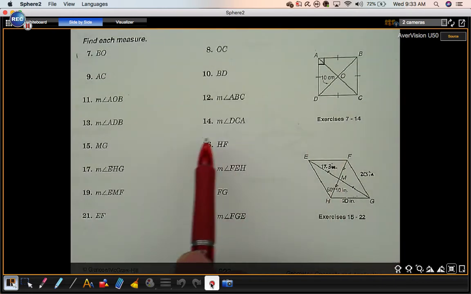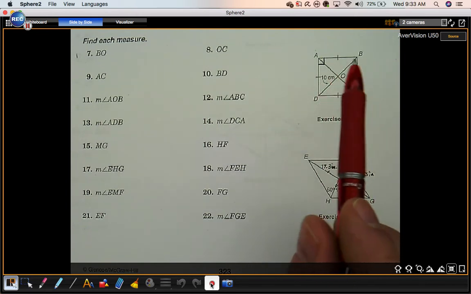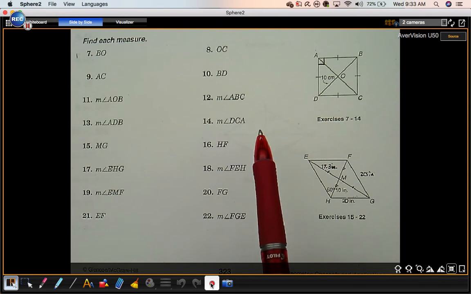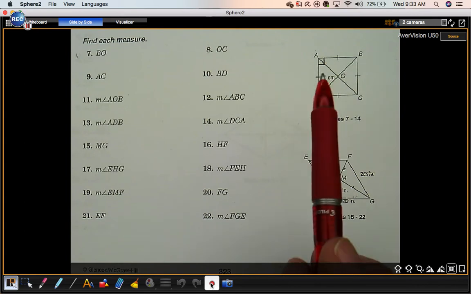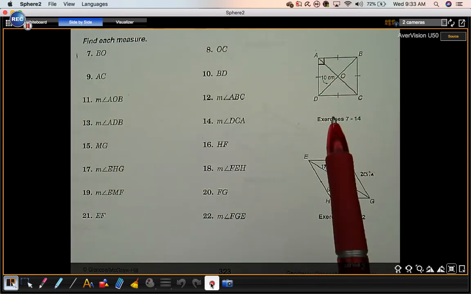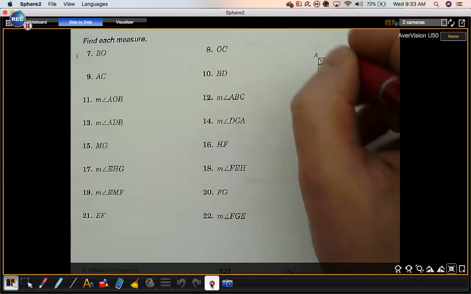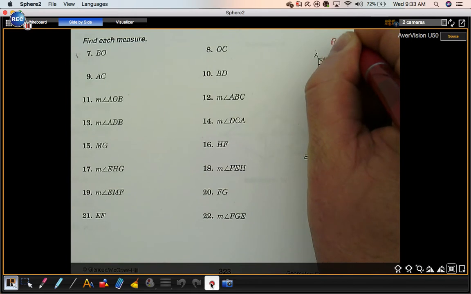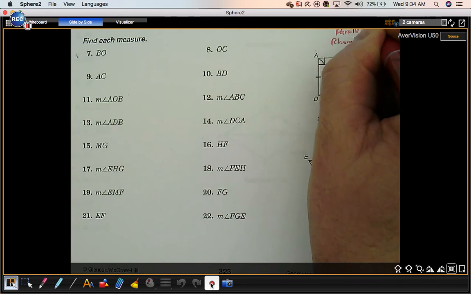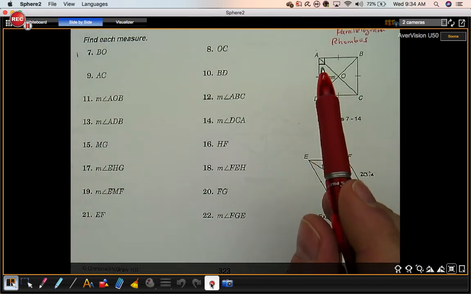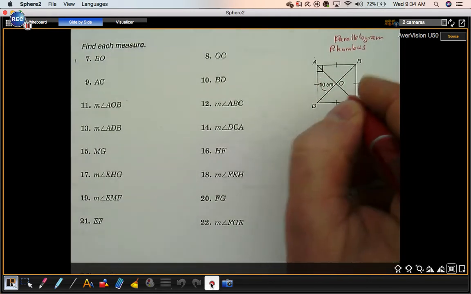Number 7 through 14, we're going to use this picture. What I usually like to do is work on the picture and then answer the questions. It's important to know what kind of shape this is. The opposite sides are congruent. That makes it a parallelogram. All sides are congruent. That makes it a rhombus. And we have a right angle. If you have a parallelogram that has a right angle, then the other angle that's opposite of it is a right angle.